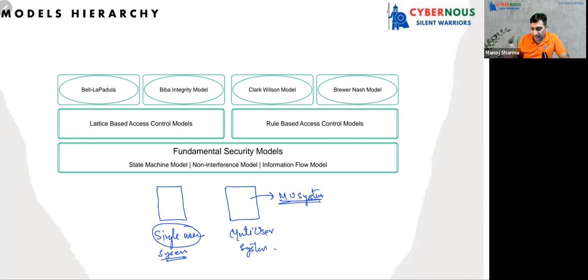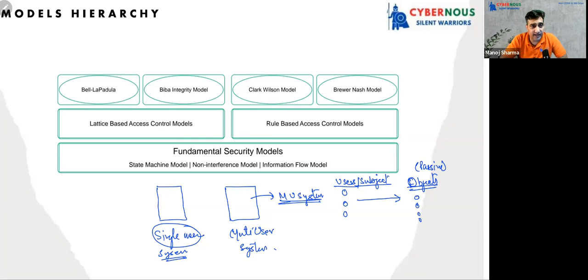Now, when there are multiple users on a particular machine, we can call them multiple subjects. I hope you understand what a subject is. A subject is an active entity on a particular computer. It can be a user, a process, an application, anything. Now, when these subjects access files, which we call objects, an object is a passive entity on a particular system.